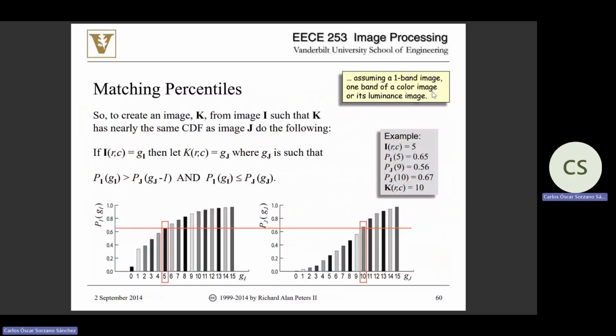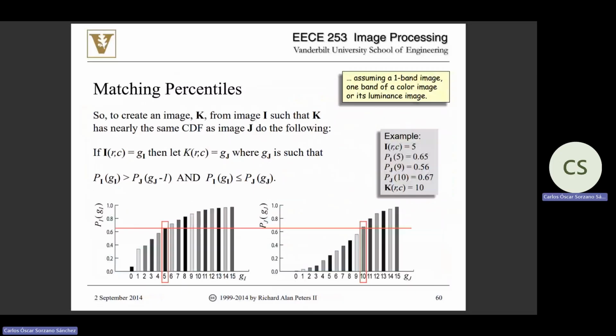Now I have to look for a value in J such that the probability of being smaller than that value is also 0.65. So all these values don't get to 0.65. Even 9 doesn't get to 0.65, but 10 does. It is the first value that is above 0.65. And then that will be my substitution. So I will substitute 5 by 10.